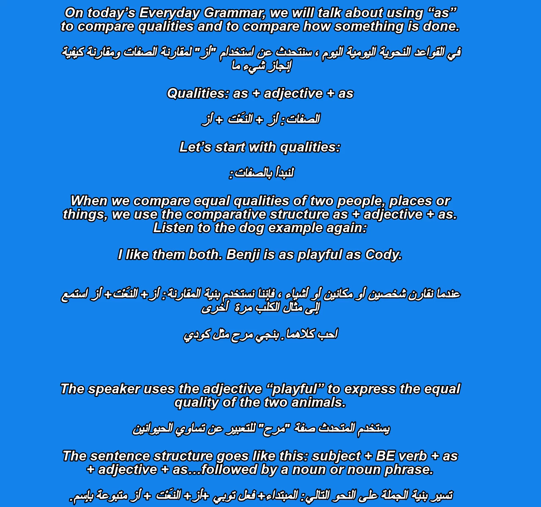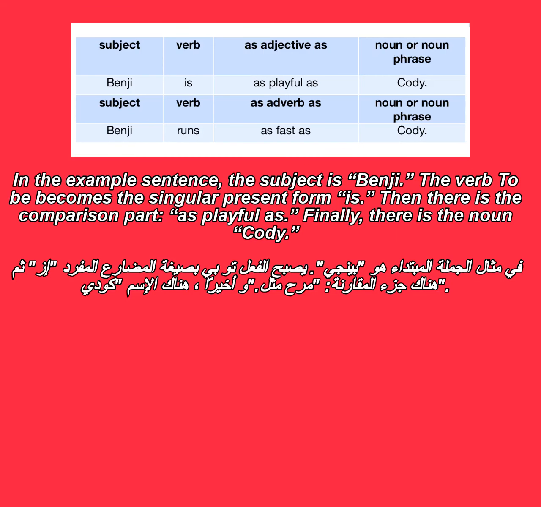The sentence structure goes like this: subject plus be verb plus as plus adjective plus as, followed by a noun or noun phrase. In the example sentence, the subject is Benji. The verb be becomes the singular present form is. Then there is the comparison part, as playful as. Finally, there is the noun Cody.